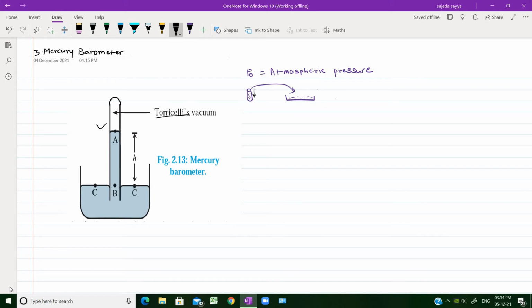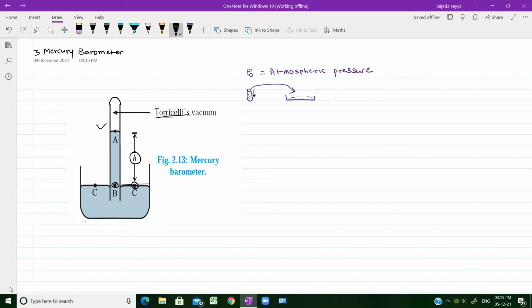Let us assume the highest point of the mercury is at point A, which is in contact with this Torricelli's vacuum, up to height h from the outer level of the mercury. The height of the mercury in the tube is denoted with h. Let us assume two different points: point C, which is outside the tube but in the mercury, in contact with the air, on the surface of the mercury. At the same height but inside the tube, there is another point, point B.